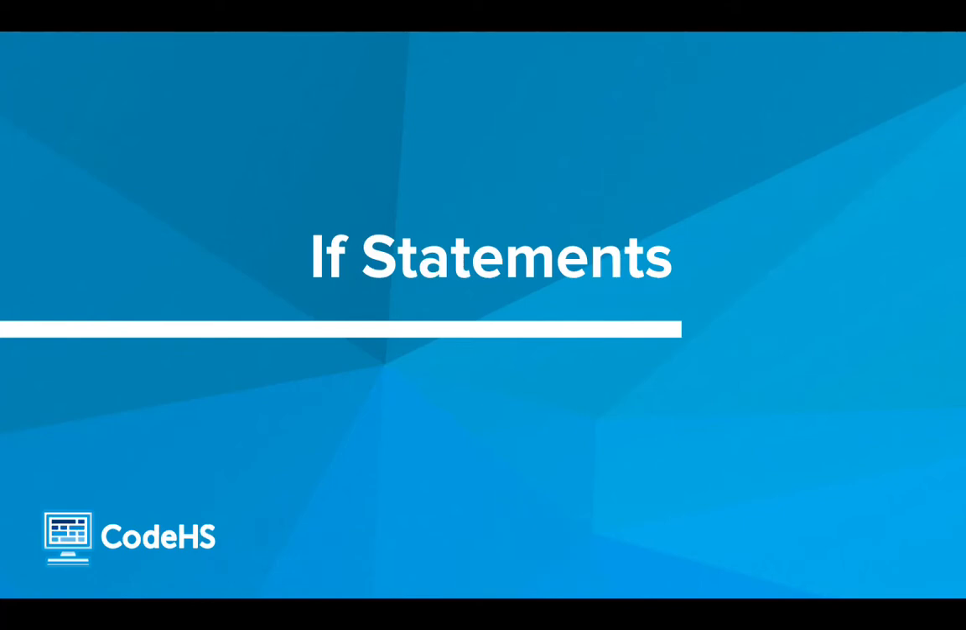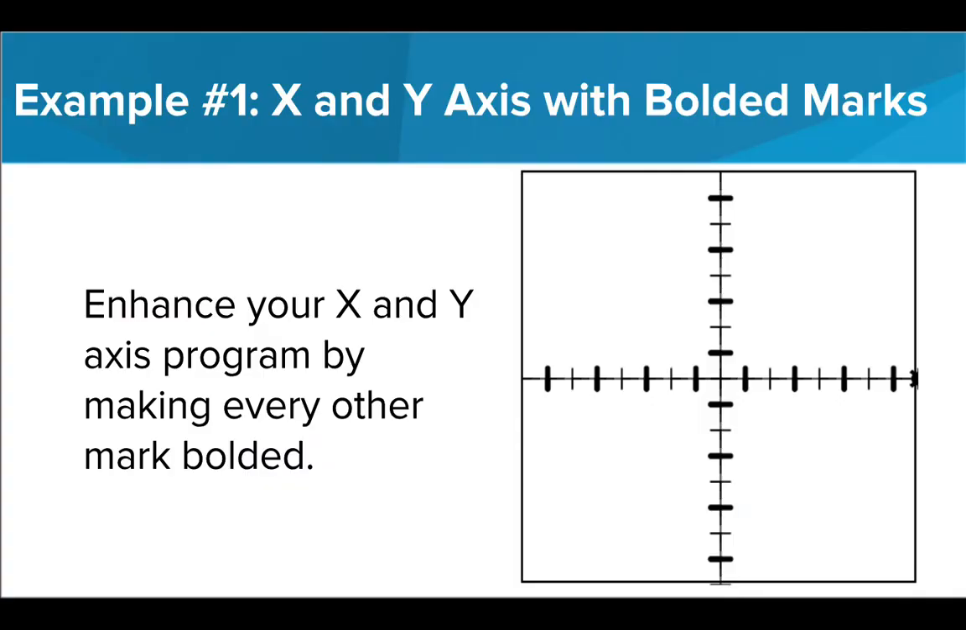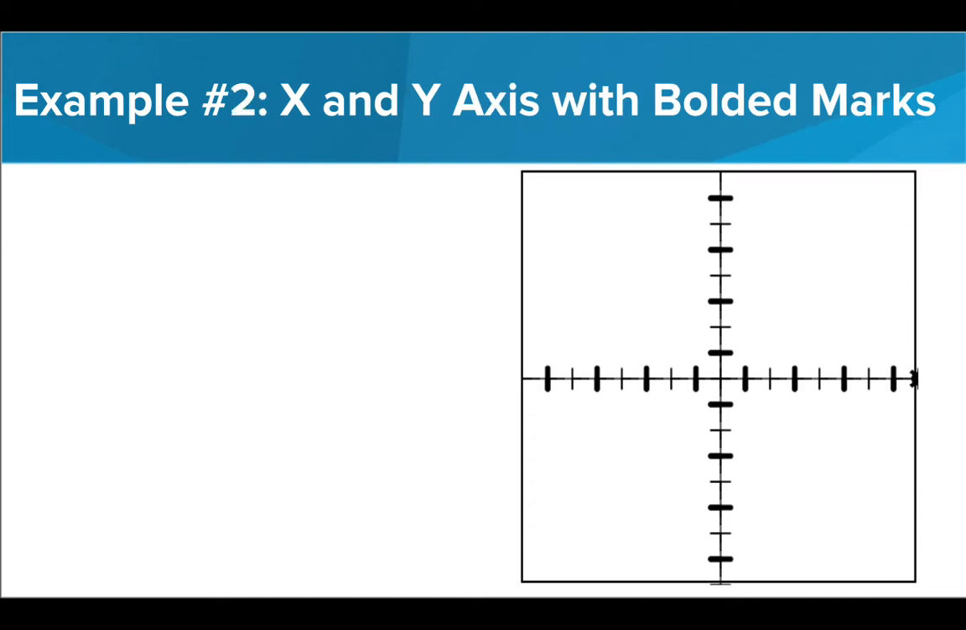Let's look at a Tracy program that uses if statements to complete a specific challenge. This program is adding another upgrade to our X and Y axis program by bolding every other hash mark on our axes. Now let's think of a way we can make this happen.